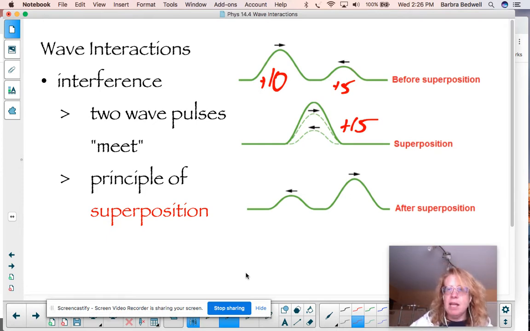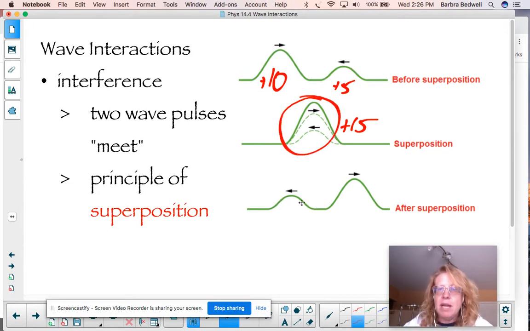The second thing is that what happens after they meet is that the two wave pulses will literally pass through one another. They do not change their nature, their behavior, their size, anything as a result of that interaction. So superposition is a very momentary state, just that instant where they're on top of one another, they get super tall, and then they continue on through one another without being changed in the process. Again, that is called the principle of superposition.